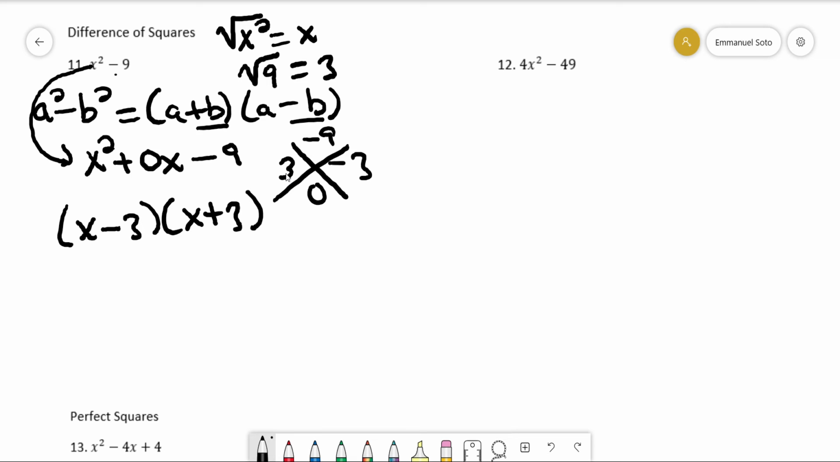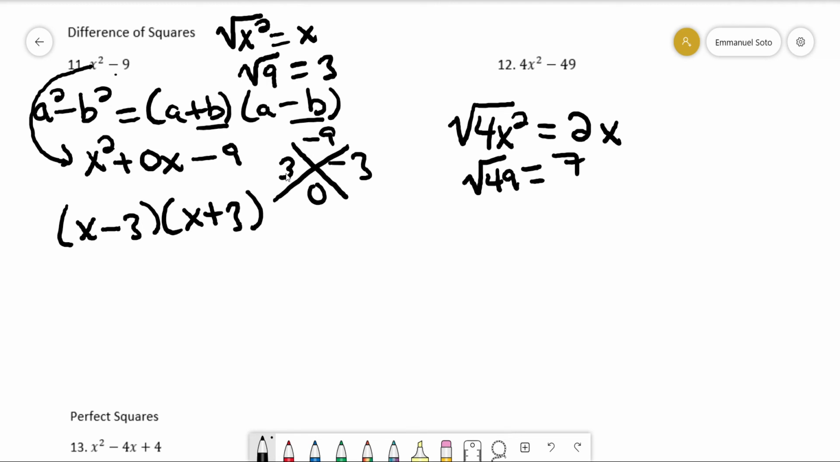So I'm going to go ahead and use the formula here. What is the square root of 4x squared? The square root of 4 is 2. 2 times 2 is 4. And then x times x is x squared. What's the square root of 49? Well, 7 times 7 is 49. So that's our a in the formula, and this is our b in the formula.